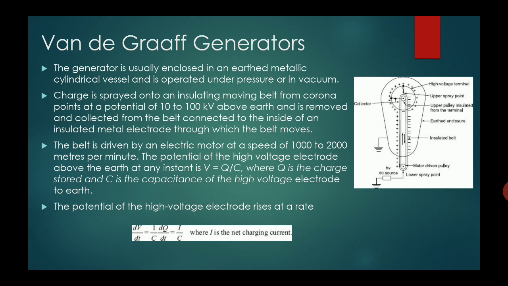The charge is sprayed on the insulating moving belt from corona points at potentials of 10 to 100 kV above the earth, and is removed and collected from the belt by an electrode connected to the inside of the insulated metal electrode through which the belt moves. So you spray the charge, and the belt passes inside the vessel, and there is an electrode where the charges are removed.